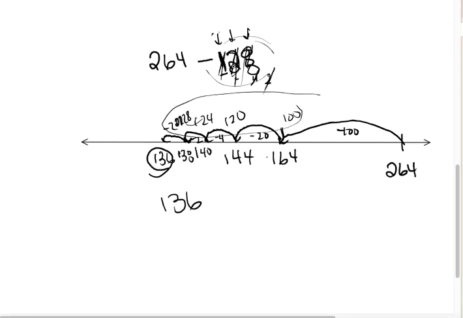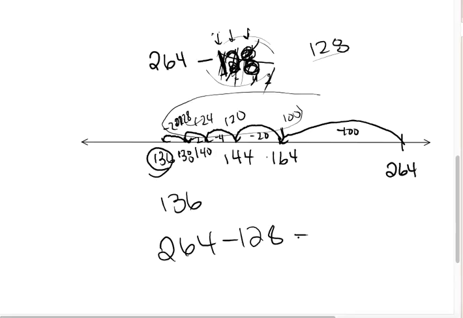Oh, that's messy. Sorry, let me rewrite that 128 now that I've scratched it out. So that the full 128 has been removed. Therefore, the answer of 264 minus 128 is 136.